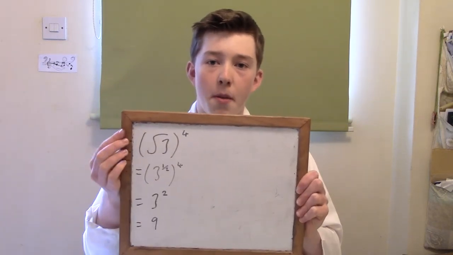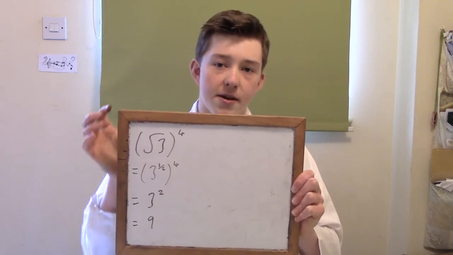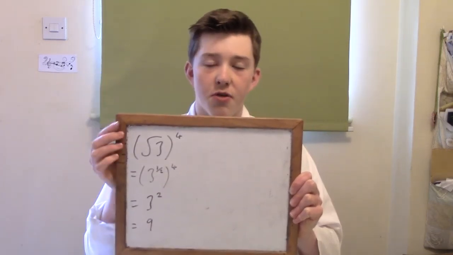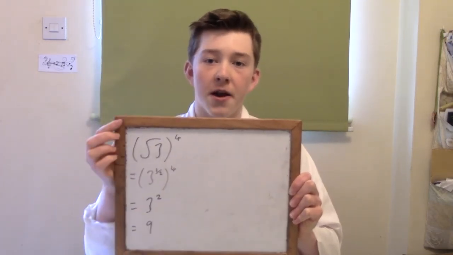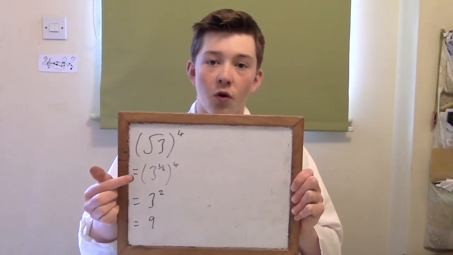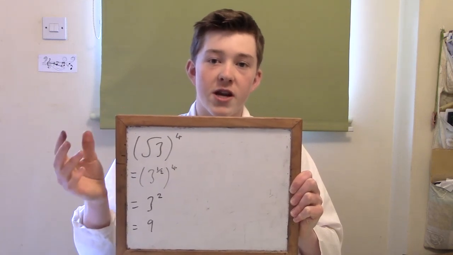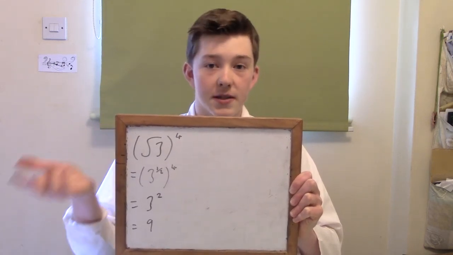You should also remember from the indices topic that when there's one power inside the bracket and another power outside the bracket, you simply multiply the two powers together. So in this case, 1/2 times 4, which makes 2. So the final answer is 3 to the power of 2, which is 9.